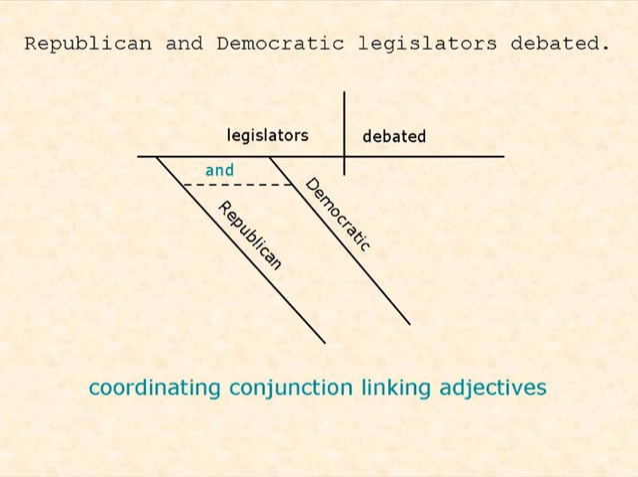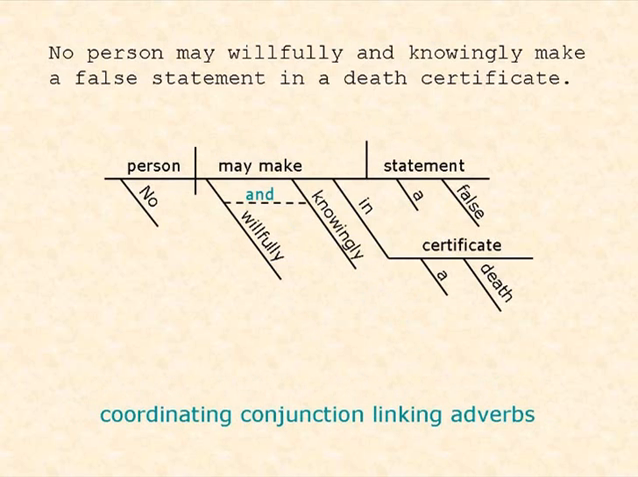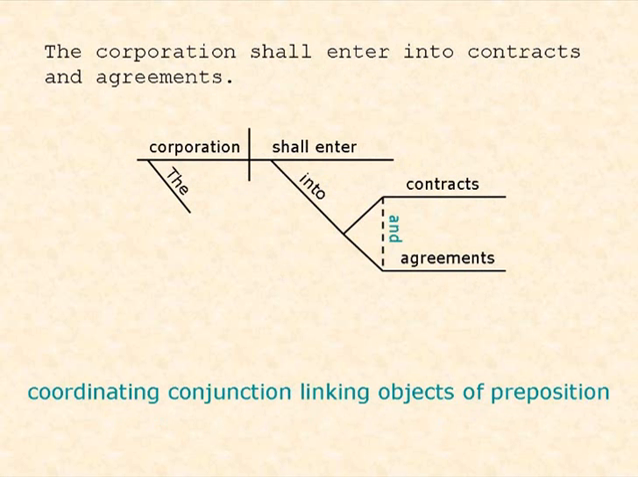This diagram shows the coordinating conjunction and between the adjectives Republican and Democratic. The conjunction here links two adverbs. You see and linking your two adverbs, willfully and knowingly. Enough of these legal phrases, maybe we can try to get some CLE for this. This diagram shows and linking the objects of the preposition. And linking your objects, contracts and agreements.